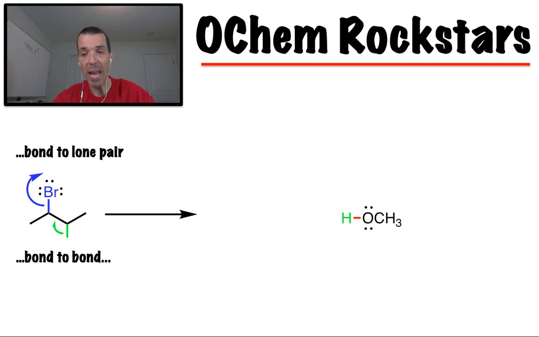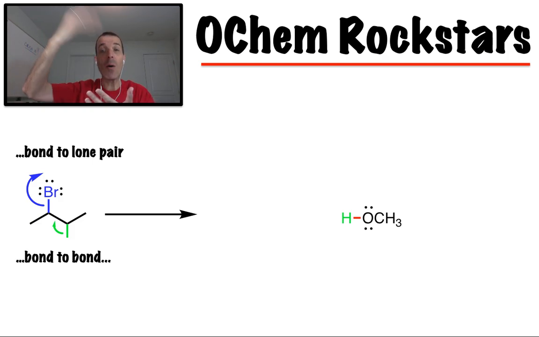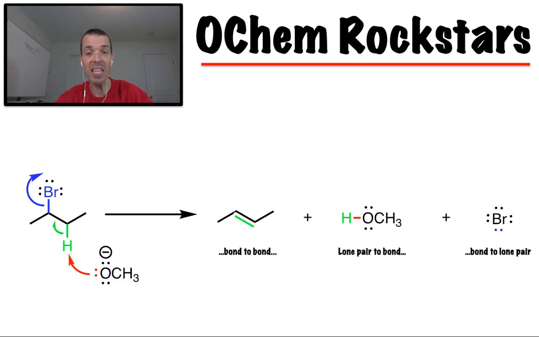Bam. And when it does that, in order to maintain the correct number of bonds to carbon, which is what? 1, 2, 3, 4. It's going to kick the bromine out, because the bromine is there, the leaving group, the functional group is there to get out of the way. So it's going to kick out. So now we can see here that there's our bond to bond in green, the first one on the right-hand side of the arrow. Then we've got lone pair to bond, which is our red line. And then we have bond to lone pair. Now we've got the blue dots on our bromine.